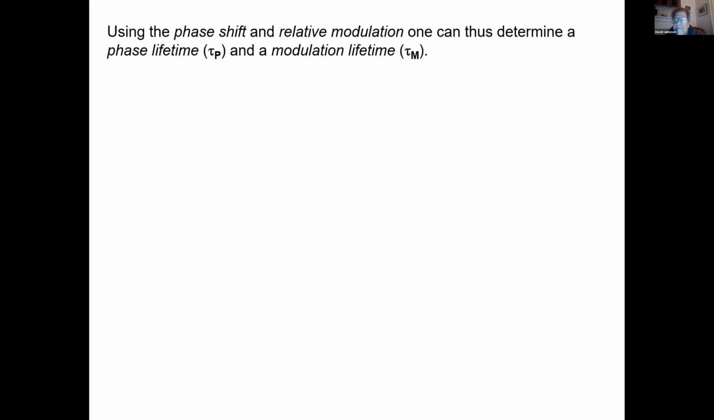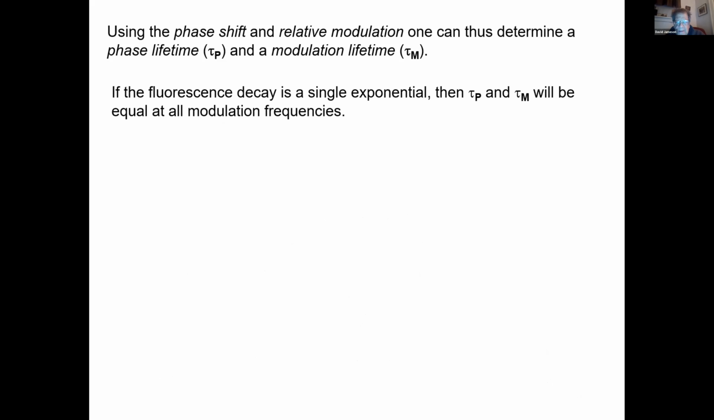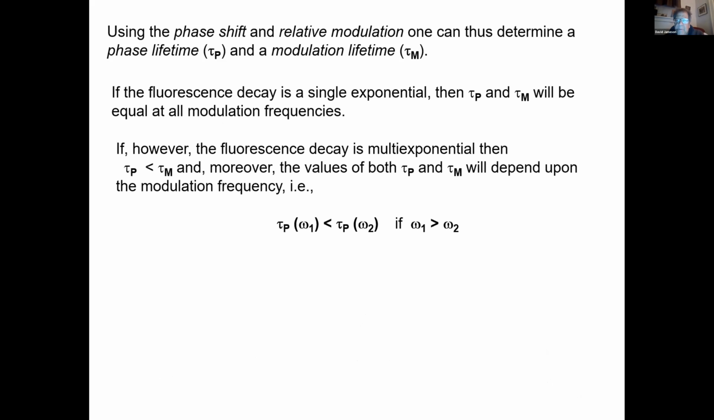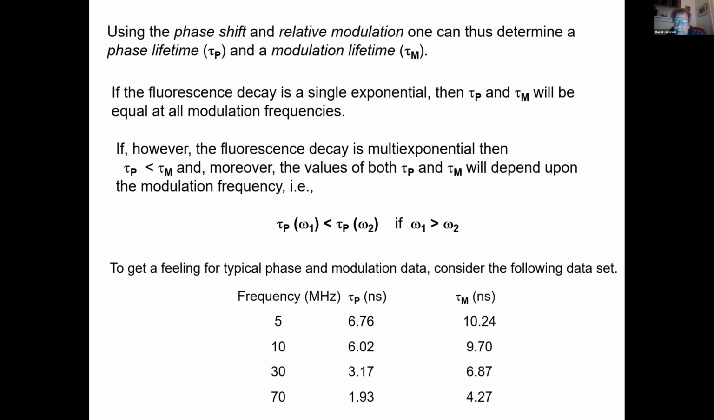Obviously, if there's only one lifetime in the solution, single exponential decay, phase and modulation lifetimes are identical, okay, at all frequencies. But if you have multiple components, which is by far the more common case, unfortunately, then you can see that tau phase will be less than tau modulation. And moreover, both values will depend on the modulation frequency.